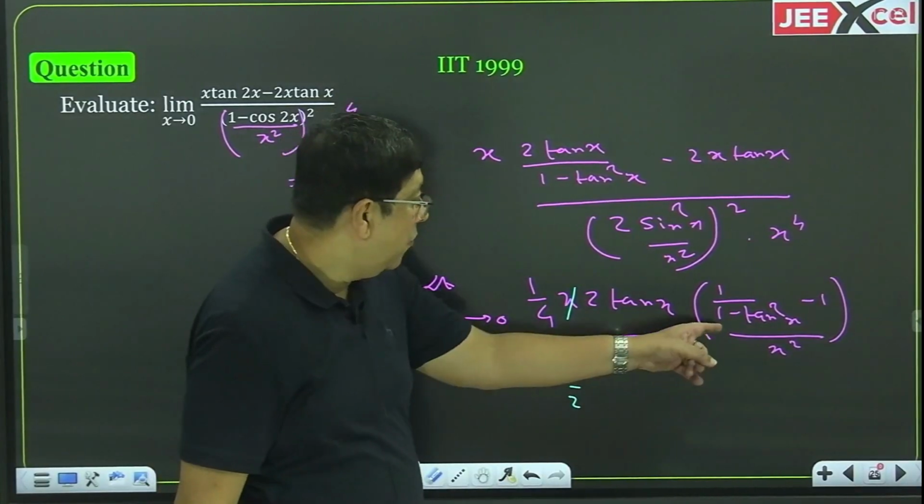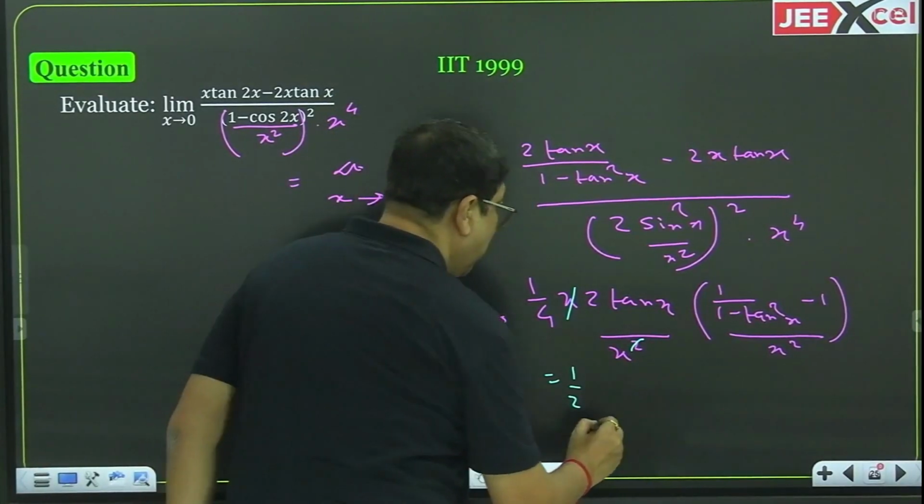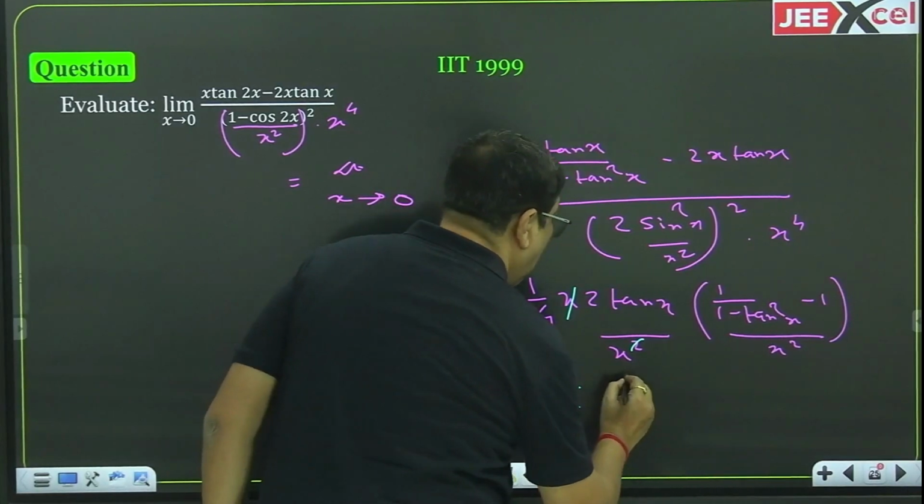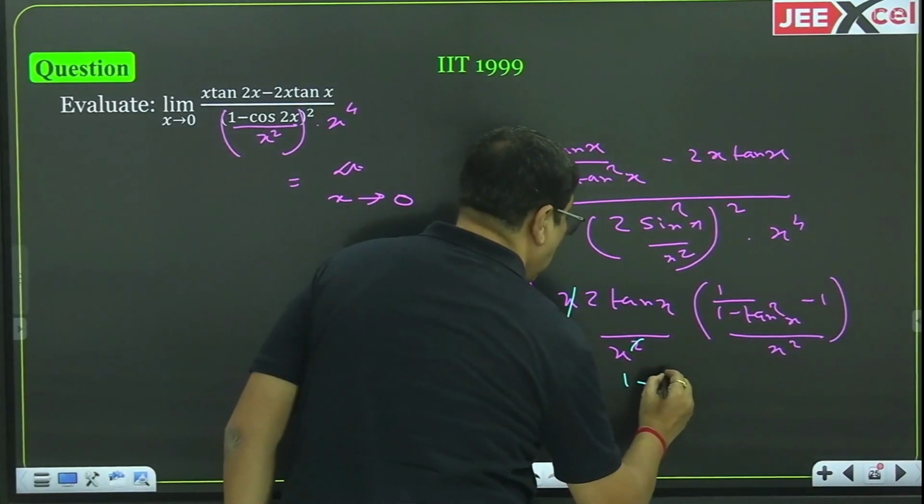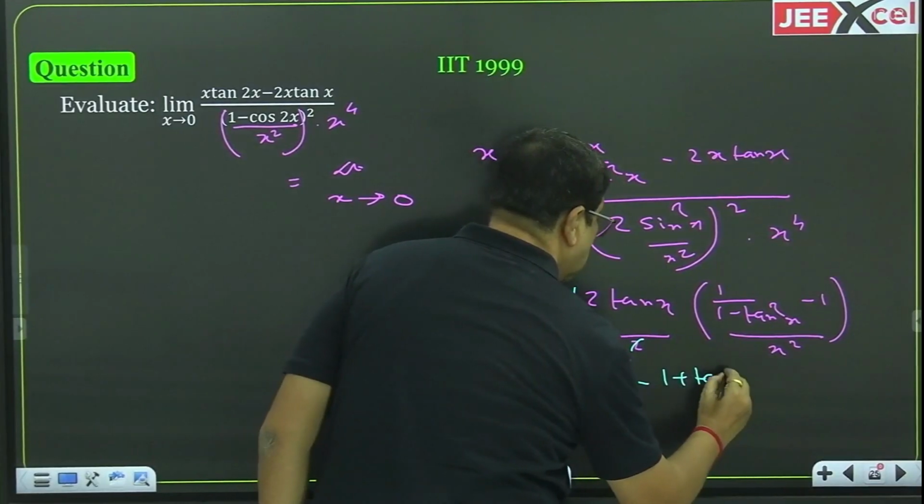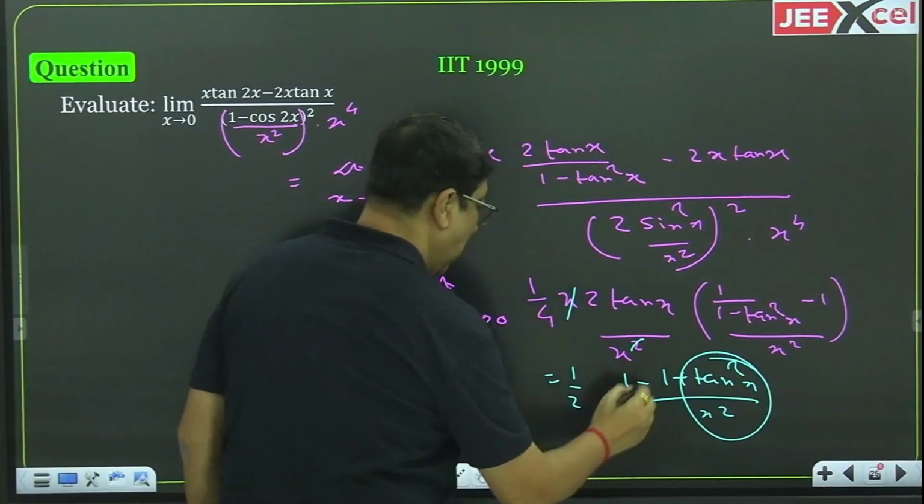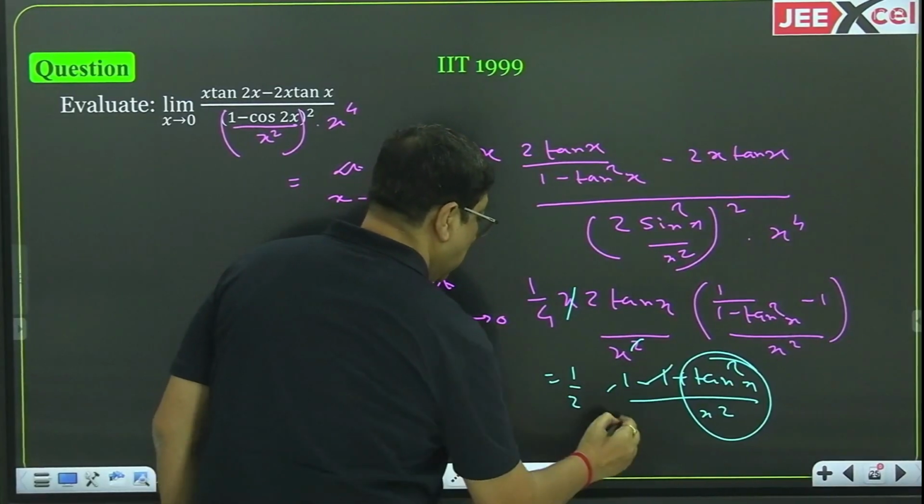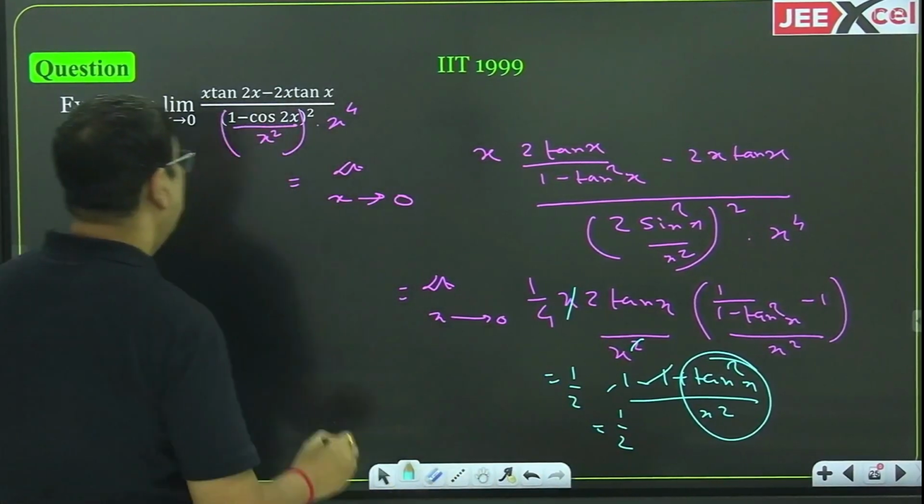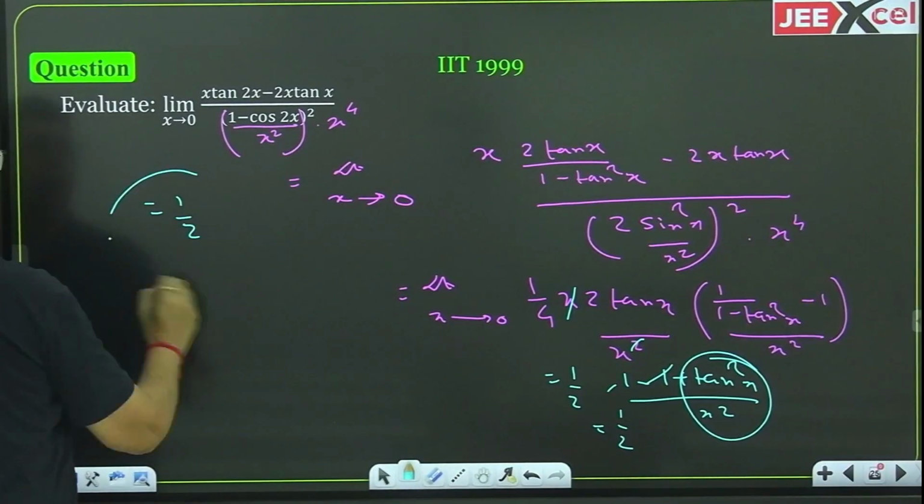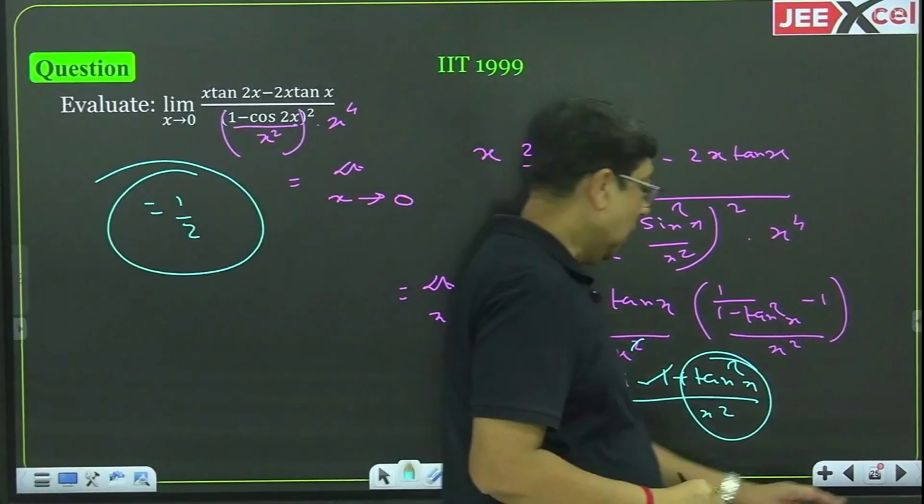Okay, now if we do the LCM, limit x tend to 0, 1 minus 1 plus tan square x by x square. Tan x by x is also 1, getting cancelled, answer half. Therefore answer of the question is half. Sum over, everybody.